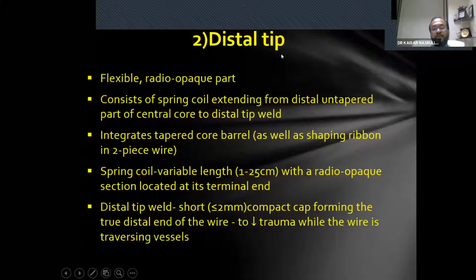Now the second component of the guide wire, which is the distal tip of the central core. It is a flexible radio opaque part. Sometimes there is a spring coil which is 1 to 1.25 cm with a radio opaque section located at its terminal end, and there is a distal tip weld which is very short, less than 2 mm, a compact cap forming the true distal end of the wire. It is cone shaped because it reduces trauma while the wire is traversing the vessels.